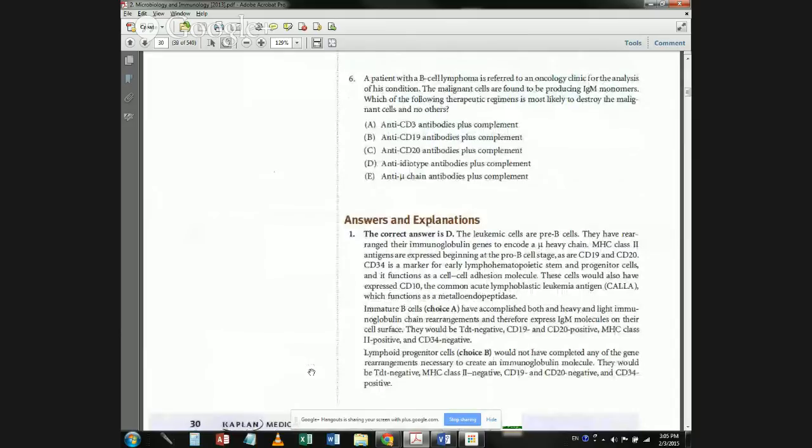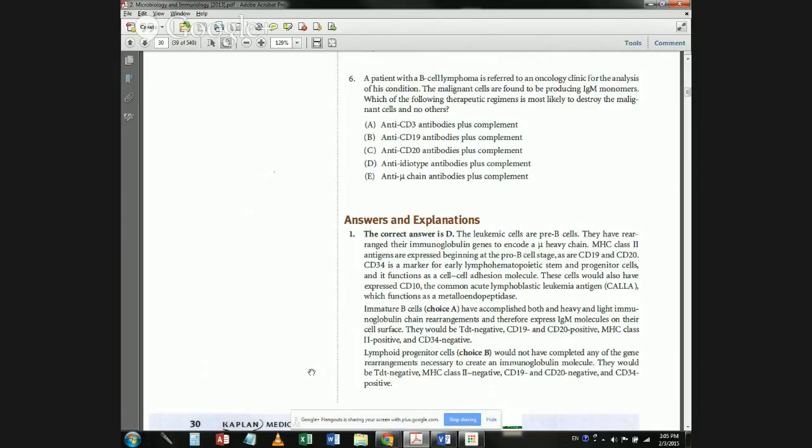D. The correct answer is D. The leukemic cells are pre-B cells. They have rearranged their immunoglobulin genes to encode a mu-heavy chain. MHC class 2 antigens are expressed beginning at the pro-B cell stage, as are CD19 and CD20.